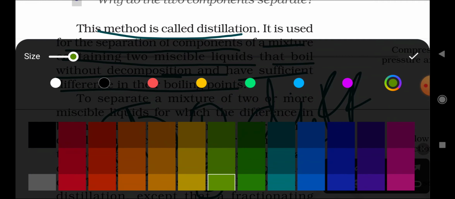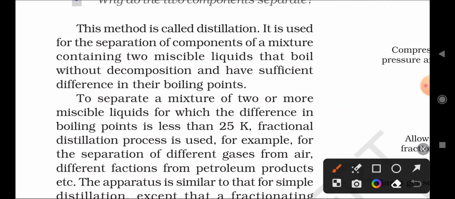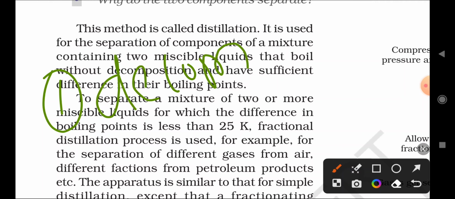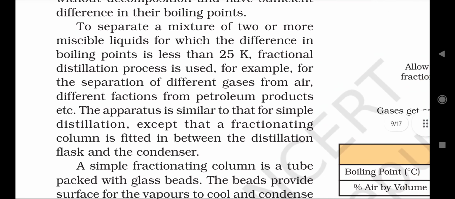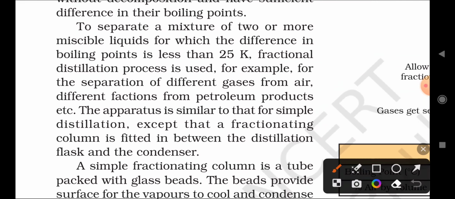They do not decompose in a solution, and next, they must have different boiling points. These are the two conditions while using the distillation method: they do not decompose, and the two miscible liquids must have different boiling points.